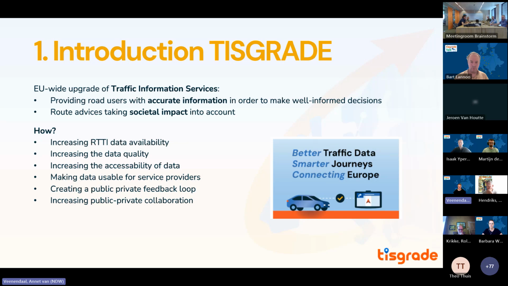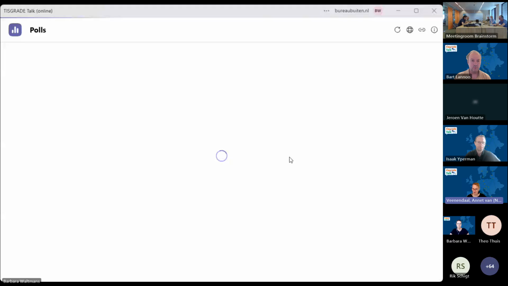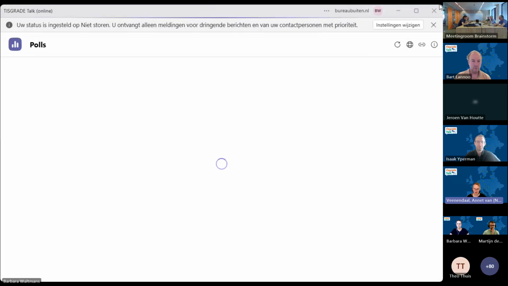Before we go to the details of the pre-deployment validations, I will very briefly give you an introduction about the project TISGRADE, what it's all about. TISGRADE stands for Traffic Information Services Upgrade Europe, and that's exactly what we are trying to achieve, with the goal that road users in Europe have more accurate information about what's going on the road, so that they can make well-informed decisions. But also we want to reduce the social impact of the navigation advices to road users. And we do this by implementing the revision of the real-time traffic information delegated regulation, as well as the RTTI-related aspects of the ITS directive.